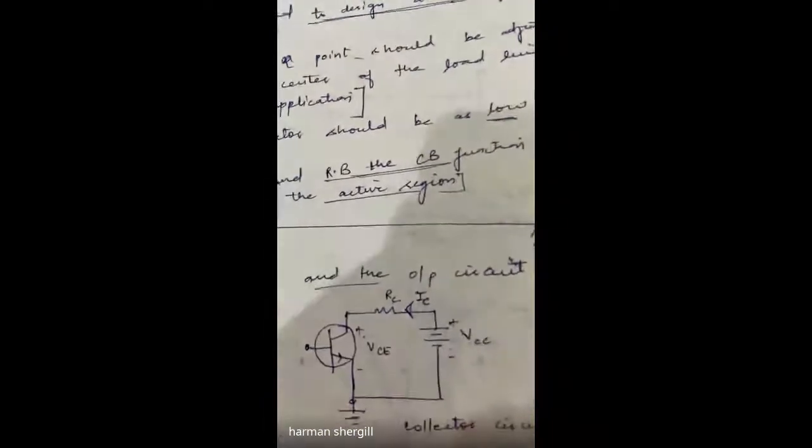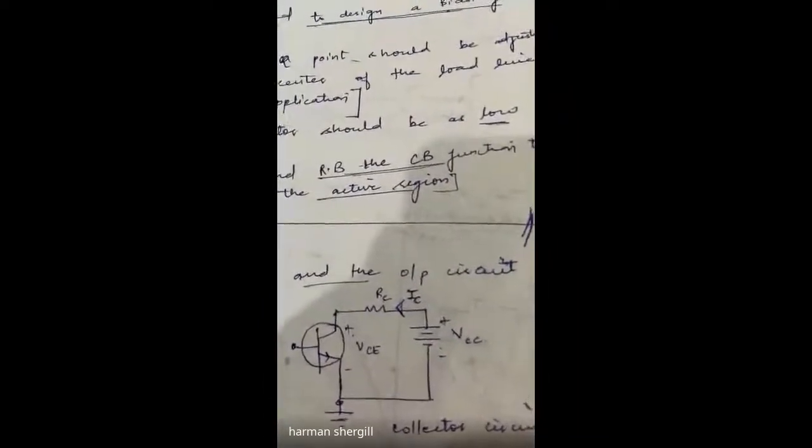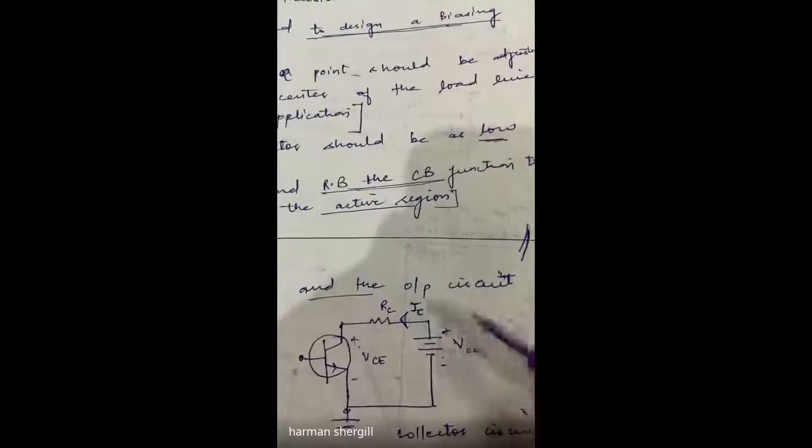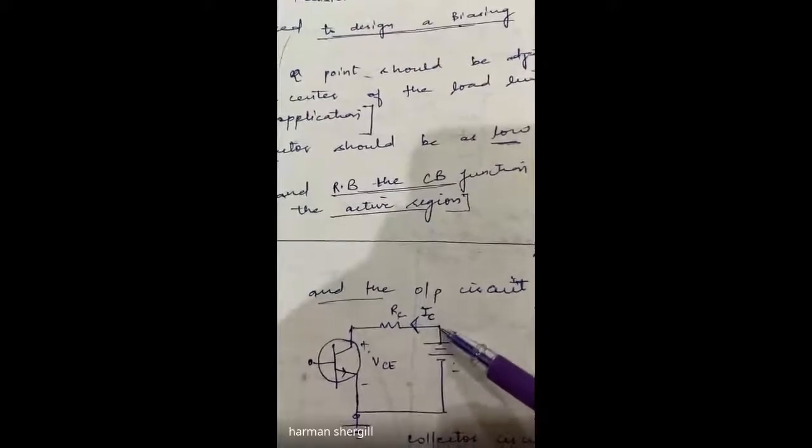Here I'm taking the output part. This is your output side because I'm taking output from the collector terminal. The voltage between collector and emitter terminals is denoted by VCE, with plus and minus signs. This is VCC, the DC power supply, and IC is the current flowing through this loop. IC is the output current.